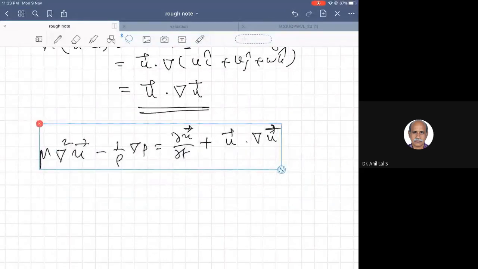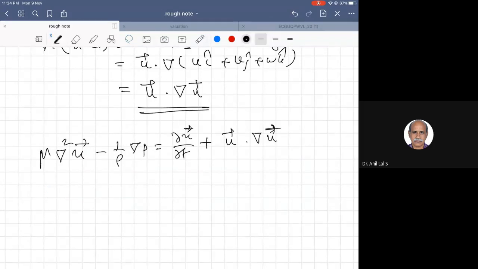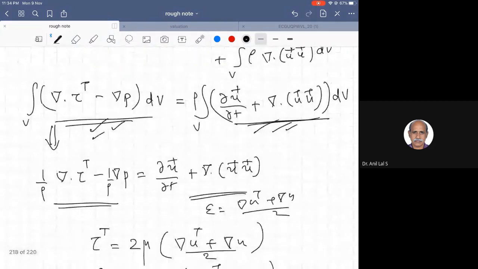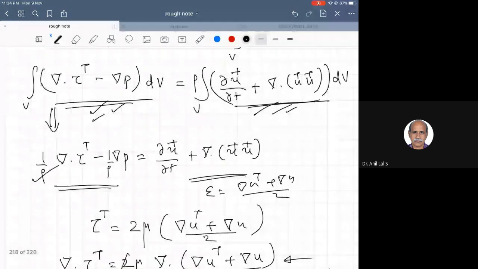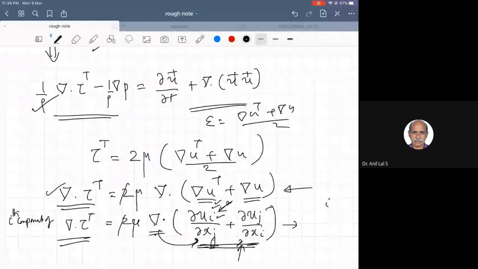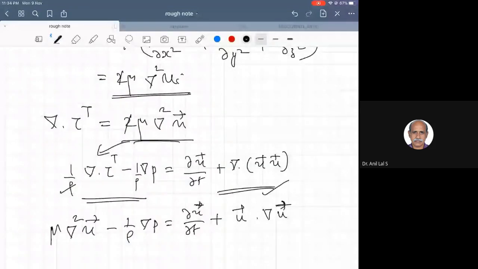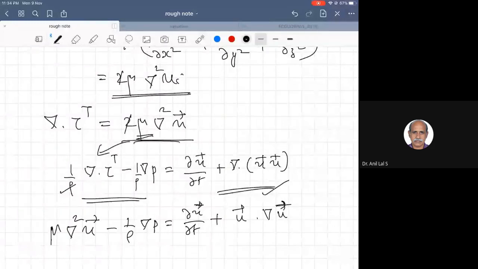So this is actually like this. Normally we write ∂u/∂t + (u·∇)u = -(1/ρ)∇p + ... Okay, there is a 1/ρ missing, there's a 1/ρ over here. Here it is ∇·τ transpose only, so 1/ρ is not there. After substituting, the 1/ρ is there, so this has a μ, and with the 1/ρ this becomes ν.